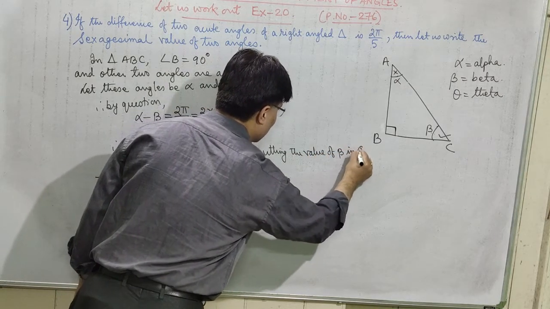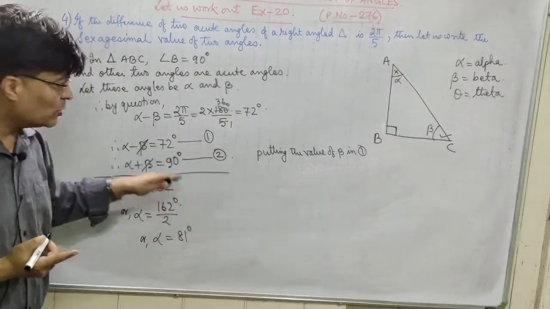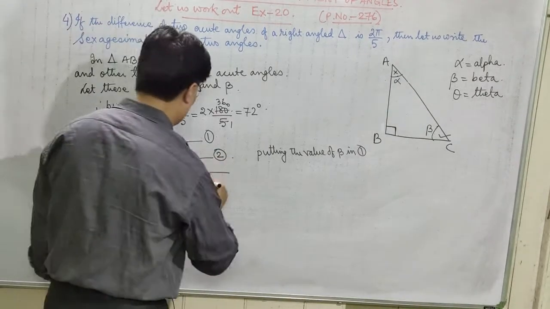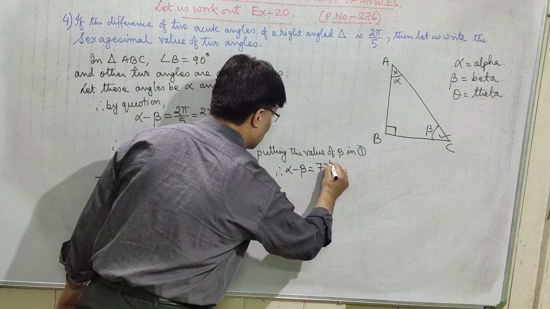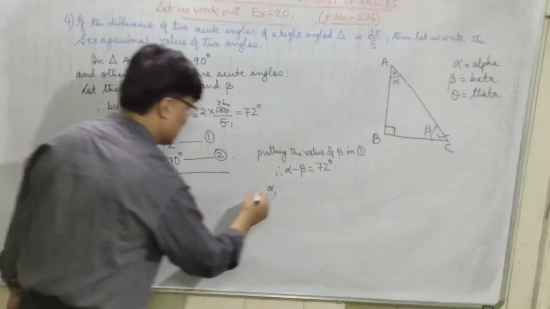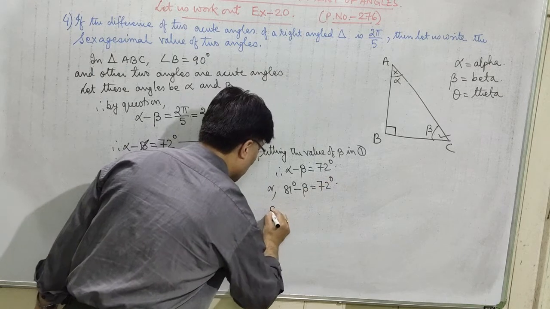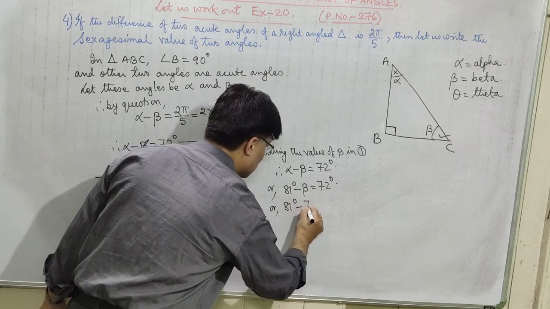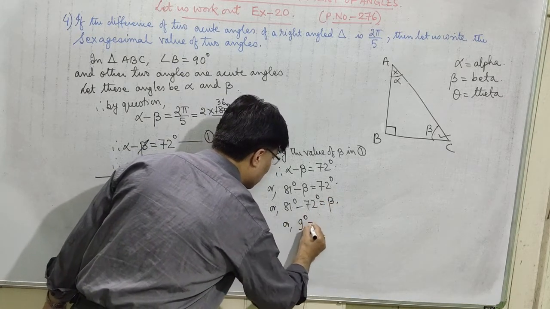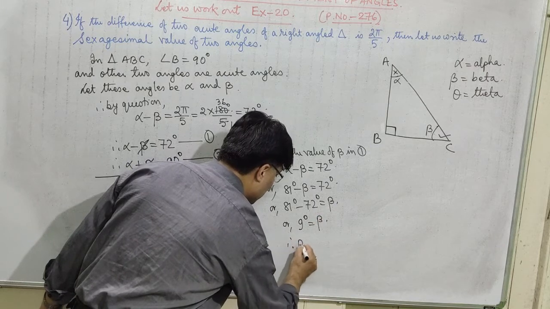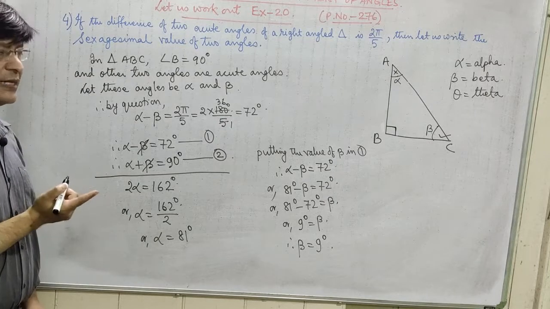Putting the value of alpha in 1. Either you can put it in equation 1 or in equation number 2. Let us put it in equation number 1. Therefore, alpha minus beta is equal to 72 degrees. Alpha is 81 degrees, so 81 degrees minus beta is equal to 72 degrees. Or 81 degrees minus 72 degrees is equal to beta. 81 minus 72 is 9 degrees. That is, beta is equal to 9 degrees.